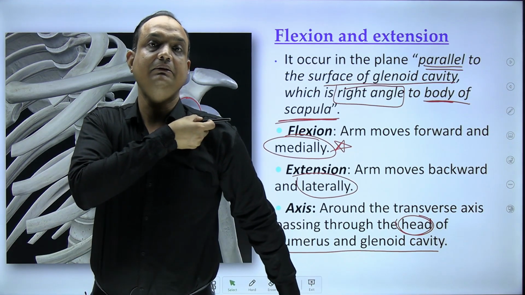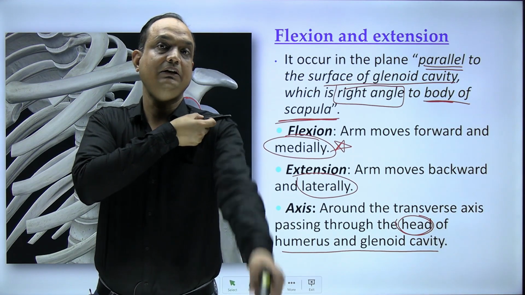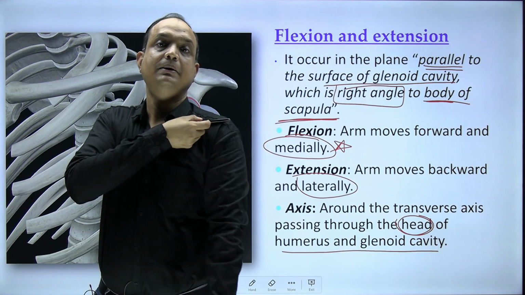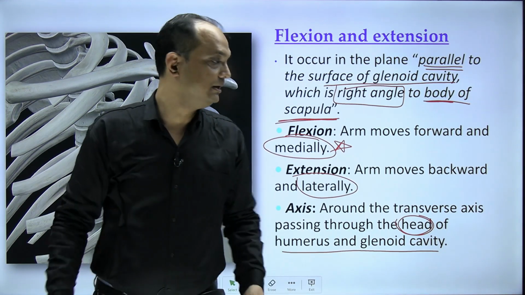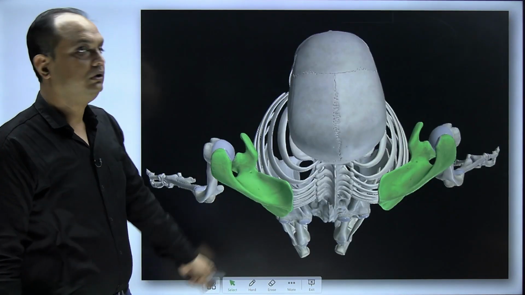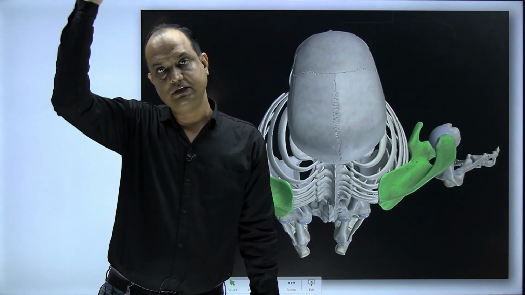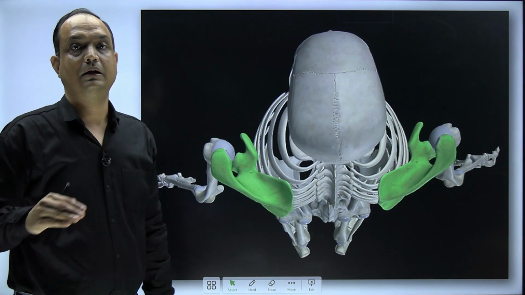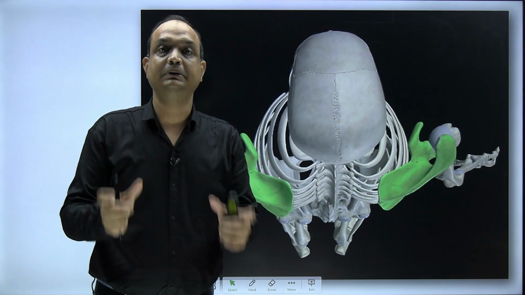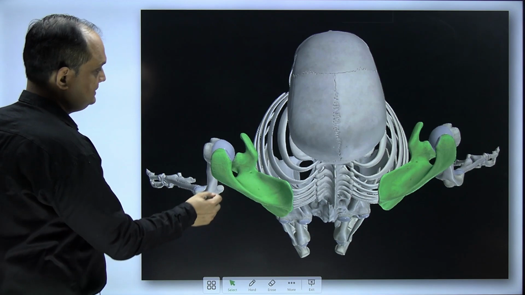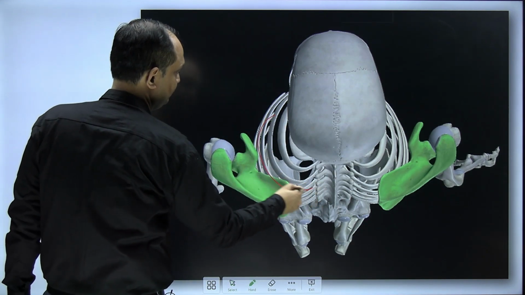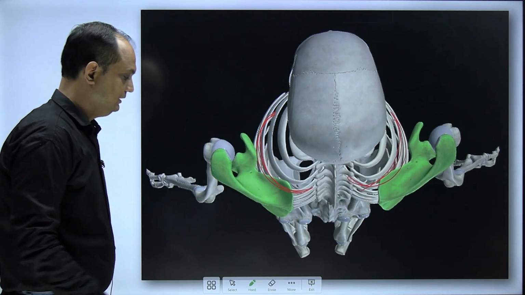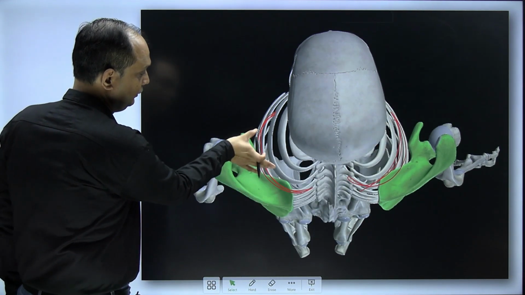But you have to keep this thing in mind that flexion is not exactly forward, it is forward and medially, and the extension is backward and laterally. Clear? So now this is a superior view. If you see from the superior side, you are able to see the proper placement of the scapulas. Now here you can see that this is the curvature of your rib cage, and in this you are able to understand that your scapula is following the curvature.